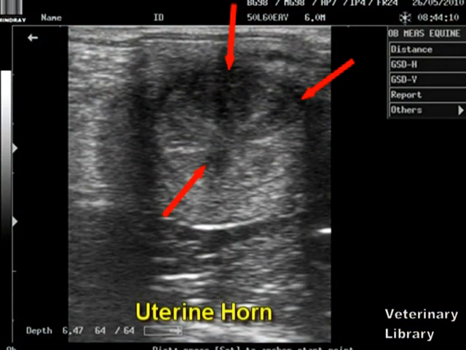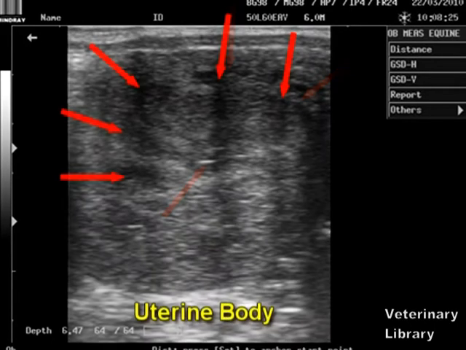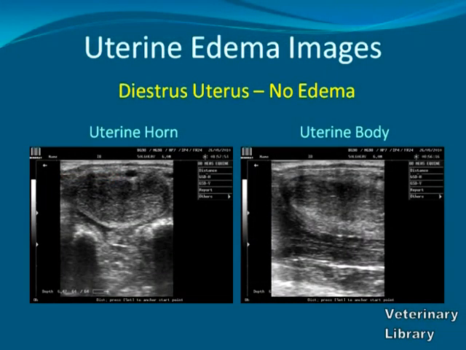Again, red arrows have been placed on the image to indicate the areas of edema. Notice that no discernible pattern of edema is evident and it appears more like dark splotches. This final set of images illustrates no edema, which is characteristic of diestrus and the non-pregnant uterus.